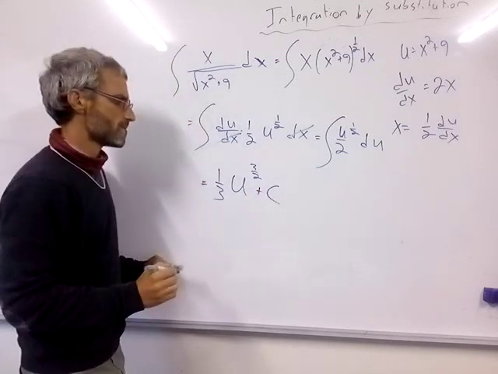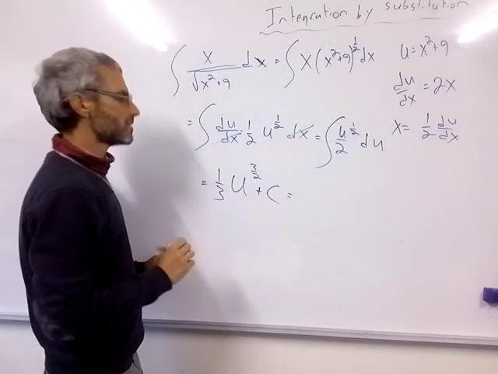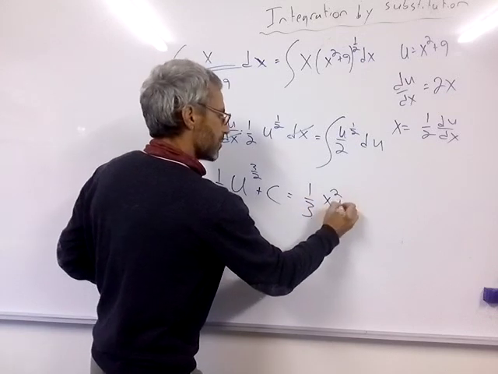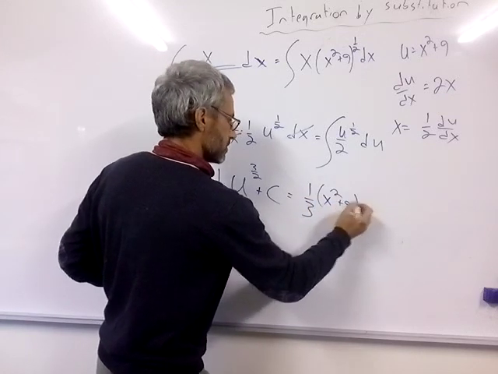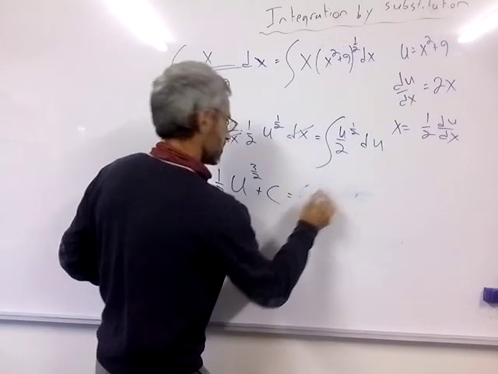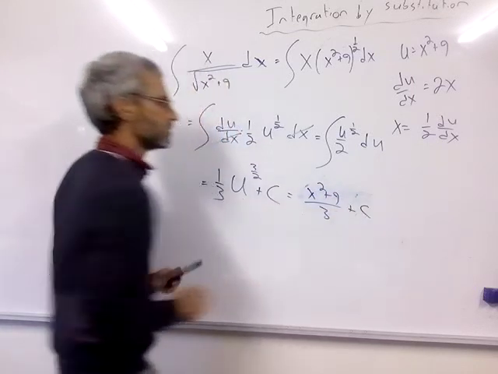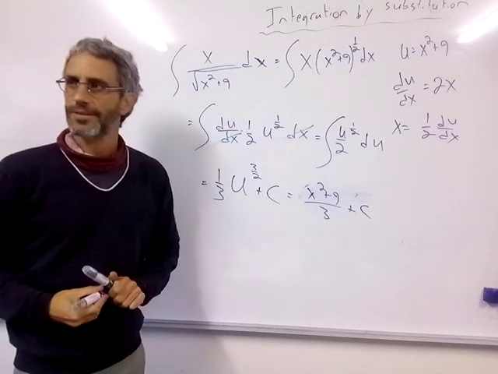Plus c. Okay? And then the last thing, we substitute. So (x squared plus 9)^(3/2) divided by 3 plus c. Okay? Are we done?